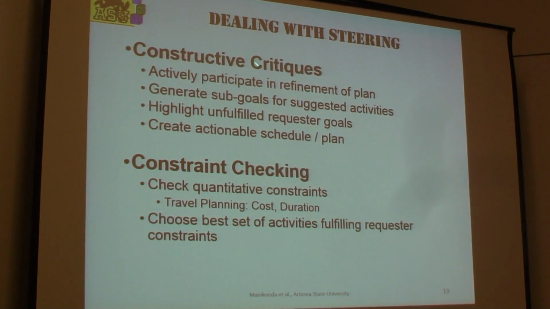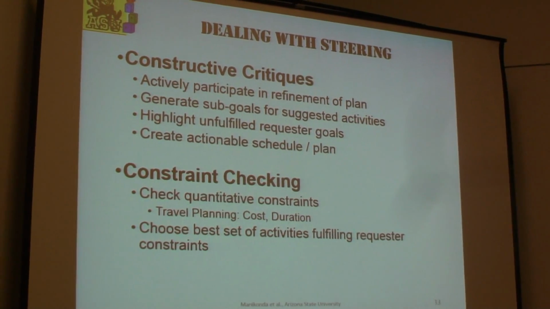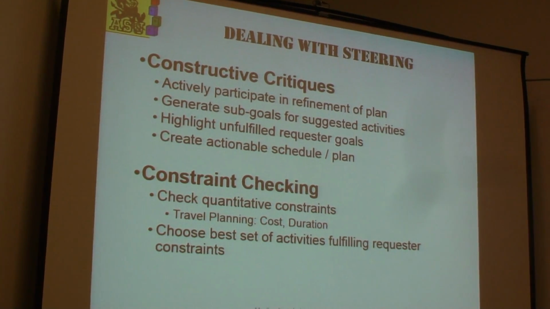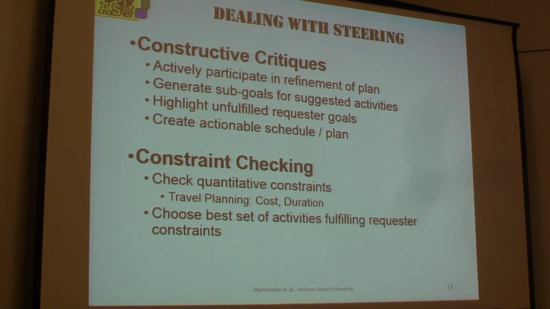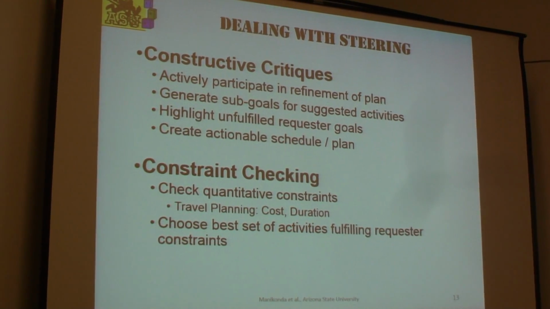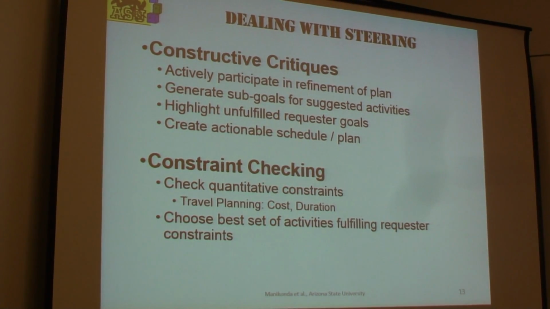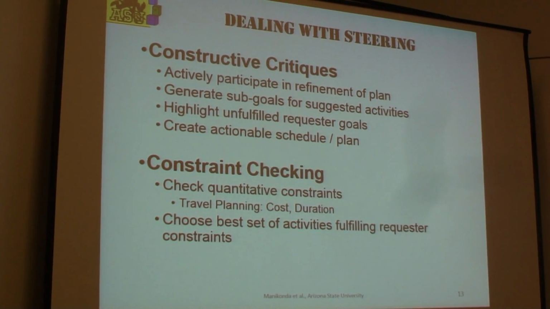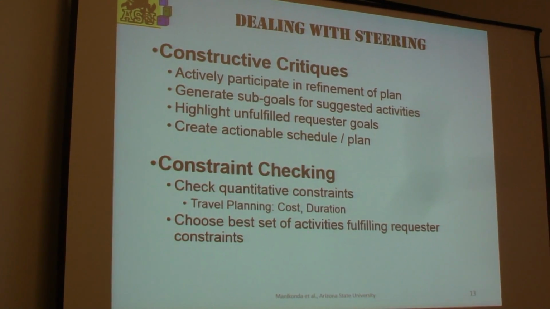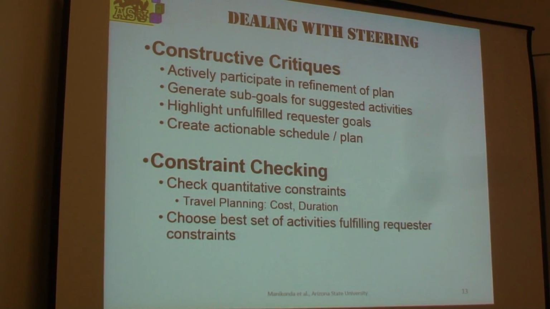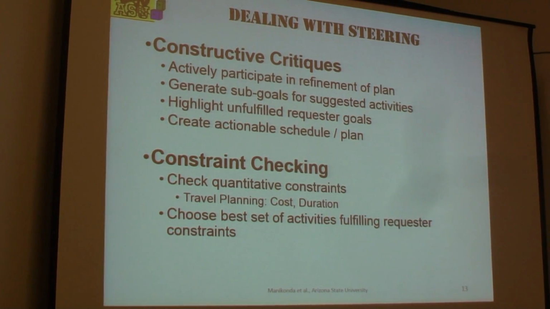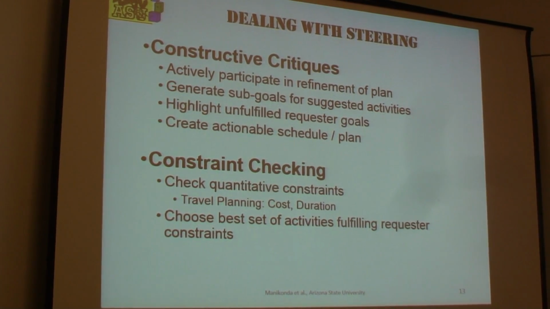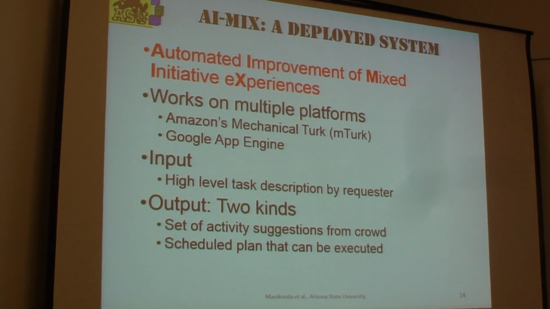So there's a couple of things that you can do with constructive critiquing. You can also do constraint checking. This is the thing that I was talking about earlier, where I said, if you have an automated system, one of the first things you must make it do is constraint checking, because humans are not good at this, and automated systems are really good. So you can make it check quantitative constraints on your plan. So maybe your requester said, I cannot spend more than X amount. Maybe I can't spend more than $200, or I cannot spend more than 1 day. I have a conference to get back to, and things like that, right? So those are constraints that can be enforced by your planner, and you can choose the best set of activities to schedule that fulfill that constraint. So I'm going to talk about all of this.